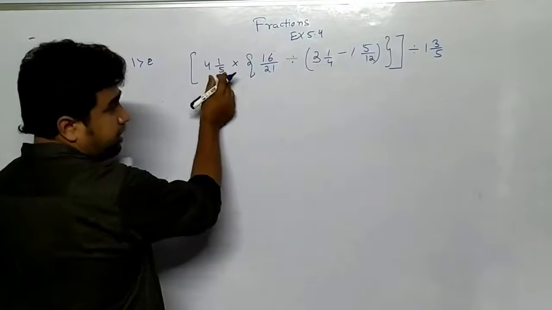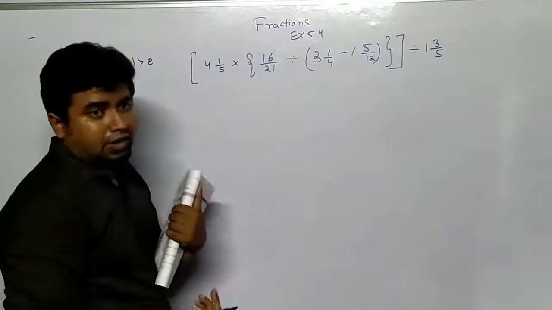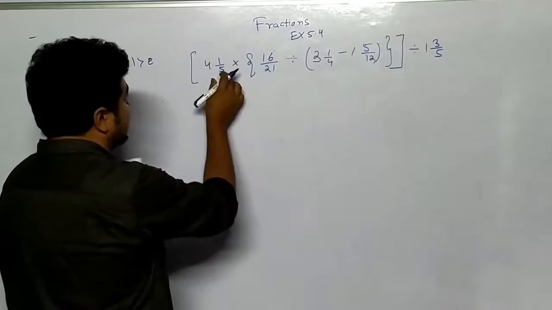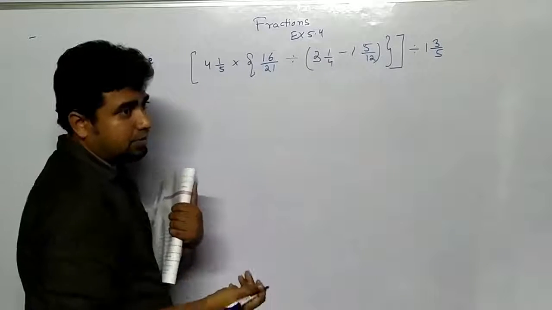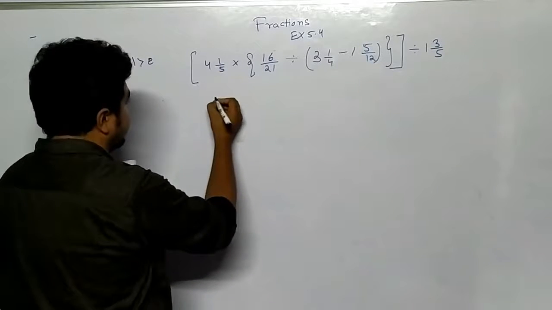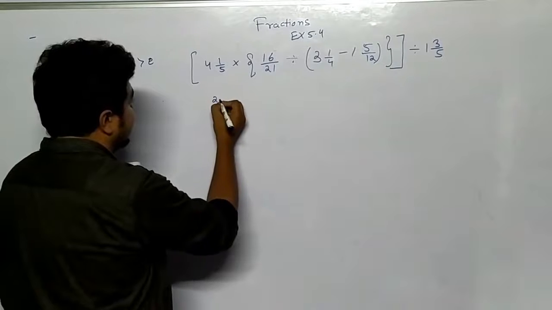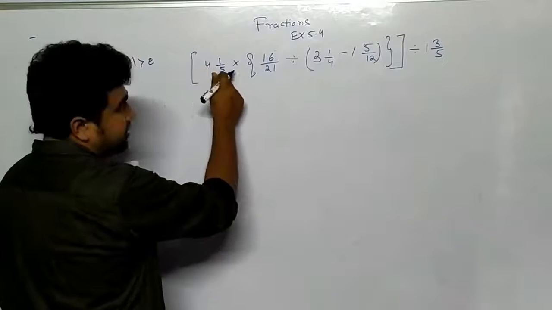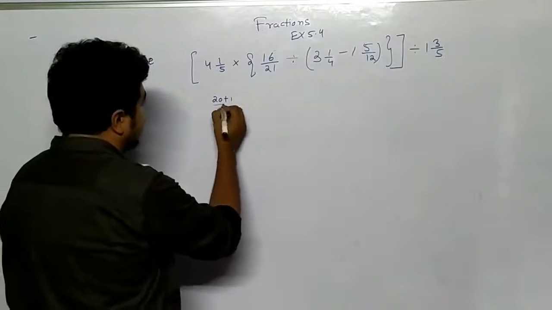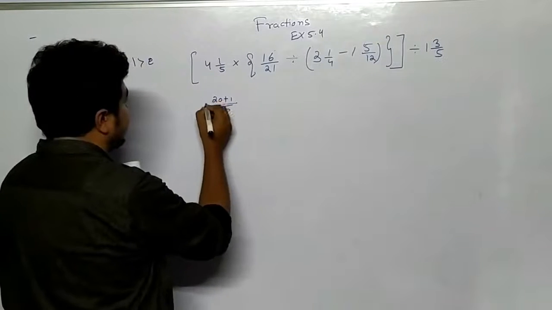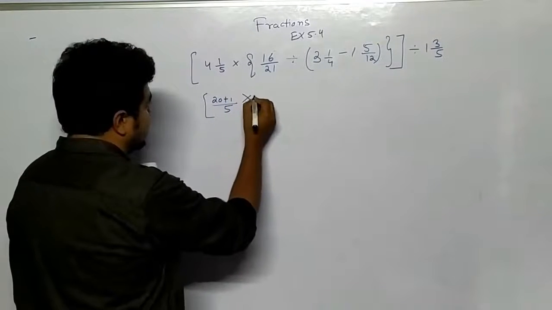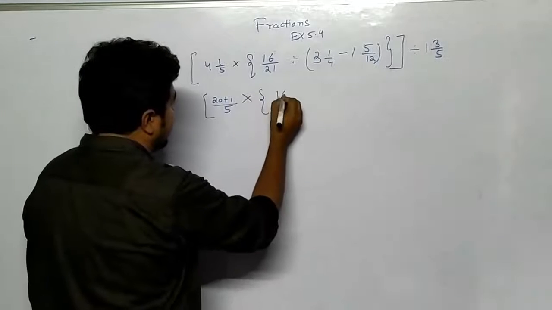But you can directly multiply this, write this in mixed fraction. This is already in mixed fraction, you can convert it into improper fractions. Means 4 into 5 is, you can directly write 20 plus 1. 4 into 5 is 20 plus 1 divided by 5. This I have written here, into then 16 by 21.